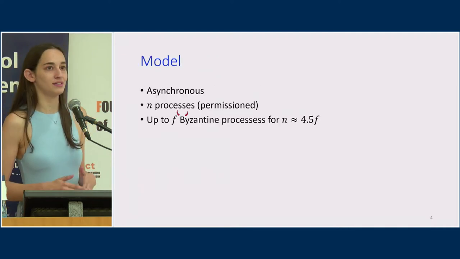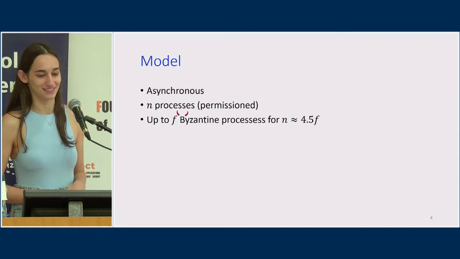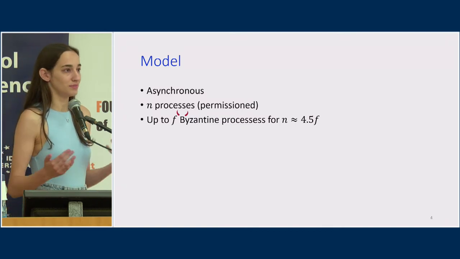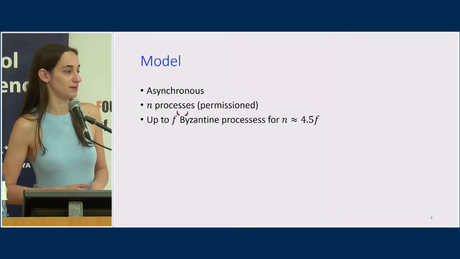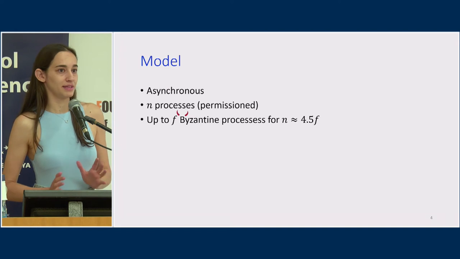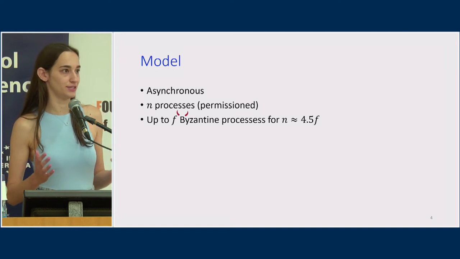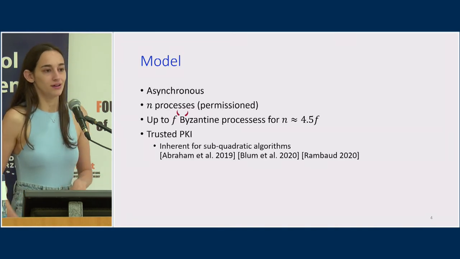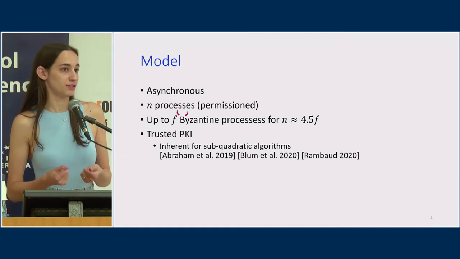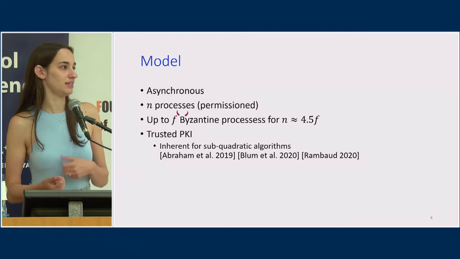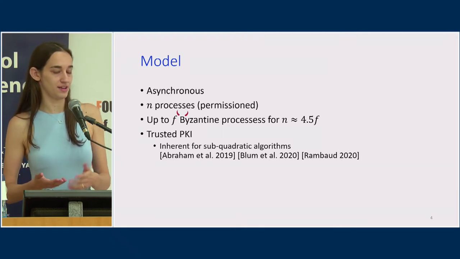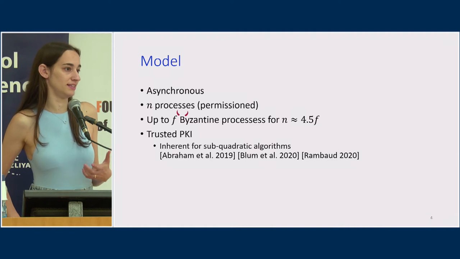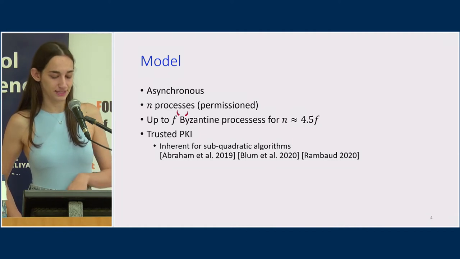So let's talk a bit about our model. I already mentioned it is asynchronous. We have n processes in the permissioned setting, and up to almost a third of the processes can be Byzantine, where n is approximately 4.5. Okay, so this weird number stems from some probability equation that must be positive. Also, we assume a trusted PKI, so each process is equipped with a private key and a public key that was dealt to it in advance. It could not make it up on its own. And there are a few recent works who showed that some kind of trusted setup is indeed necessary.